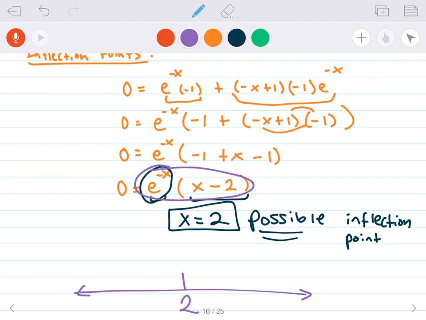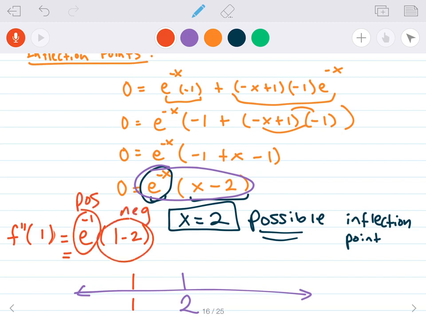And so if I plug in something to the left of 2, like for instance 1, into the second derivative, not 2, 1, what am I going to get? I'm going to get e to the negative 1 times 1 minus 2. And e to the minus 1 is just 1 over e. That's positive. So this is positive. This is negative. Positive times a negative is a negative. Okay, so we're going negative, negative, negative, negative, negative. And let's see if it changes sign.